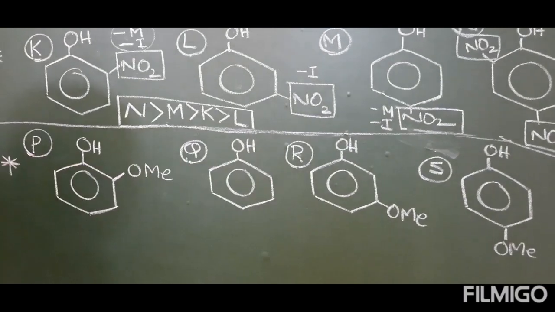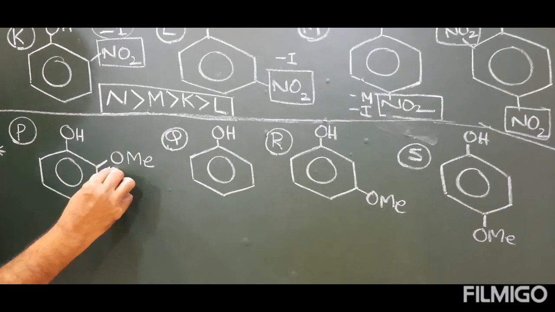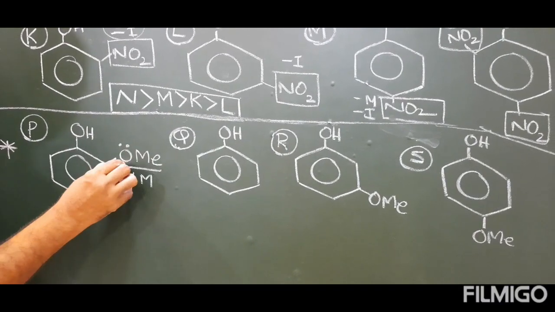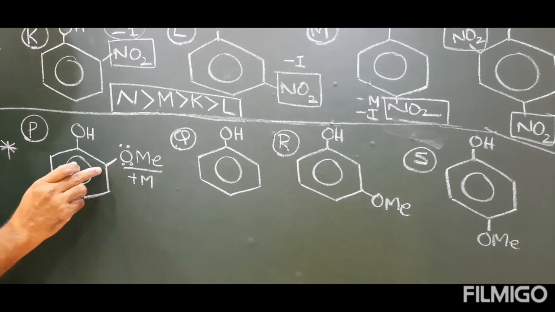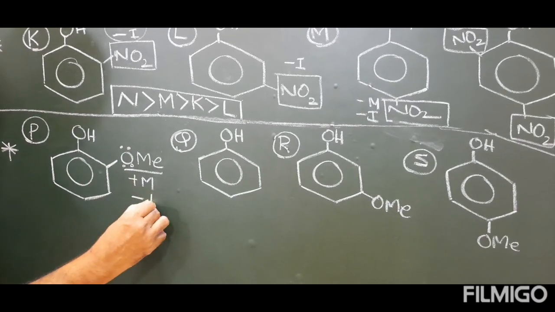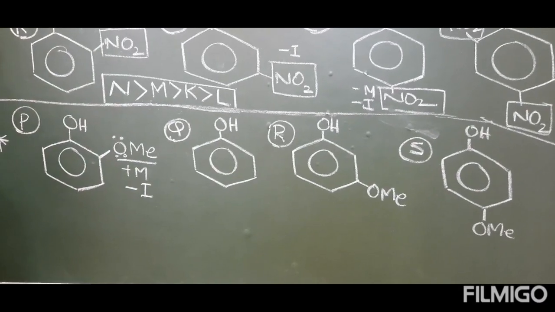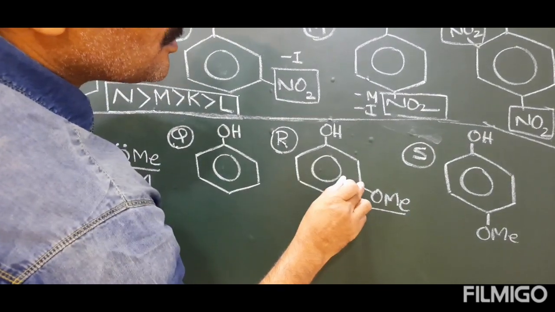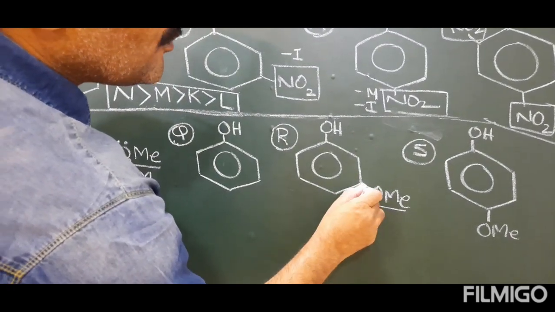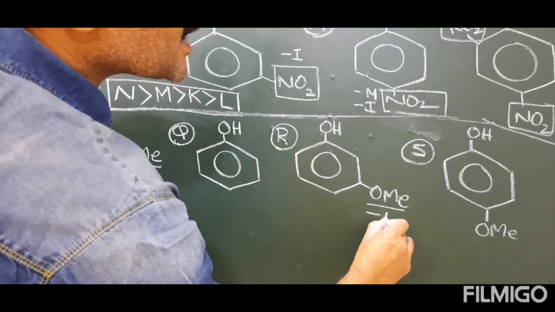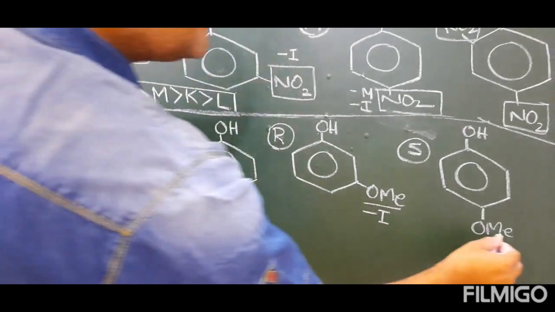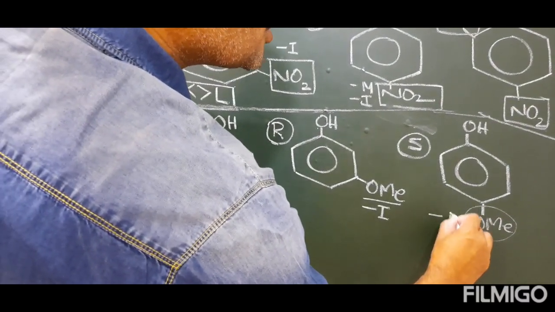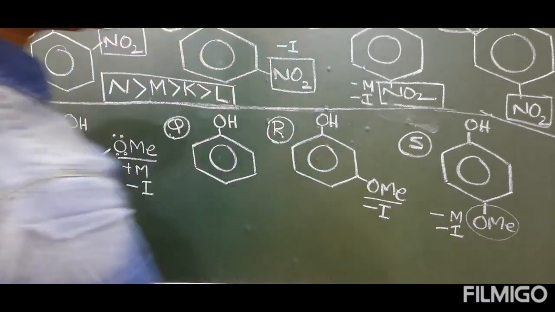And come to these 4. Here students, OMe shows plus M effect, because it has lone pairs, right? Plus M effect. And when compared with the carbon, oxygen's electronegativity is more, so it shows minus I effect. Phenol has no such group. OMe is present at meta position. Its influence on this group is only inductive effect, that is minus I effect. Come to this position, OMe is at para position. At para position, plus M and minus I effect will operate.